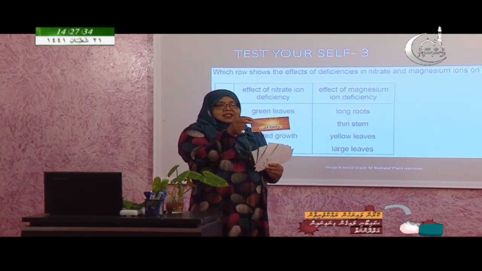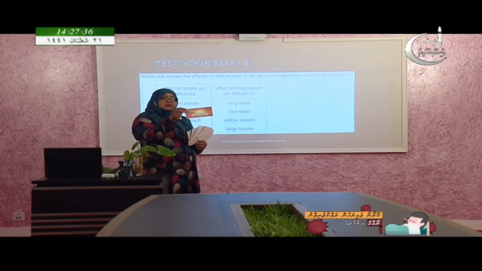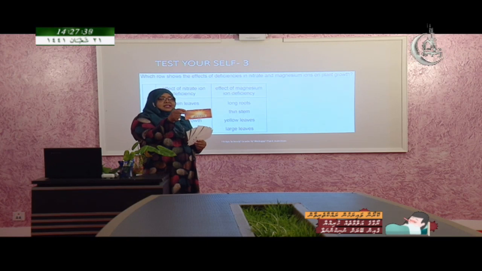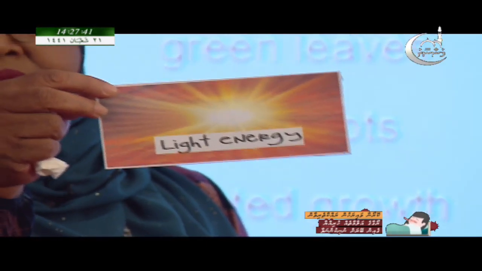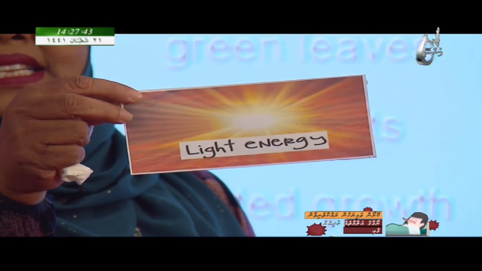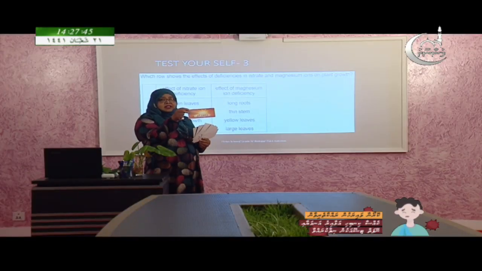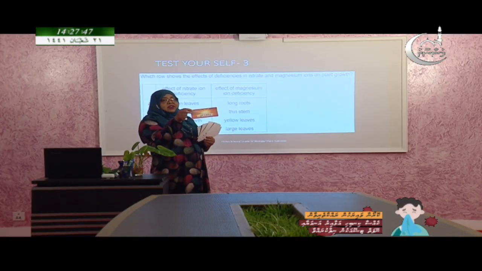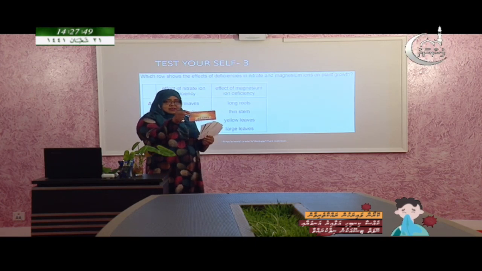Light energy. So, what is the role? Why is light energy important for us in this world? Yes, the principal source is the sun. You can see from the picture it is the sun, and light energy will be absorbed by the chlorophyll, and it is a raw material for photosynthesis. Very good.